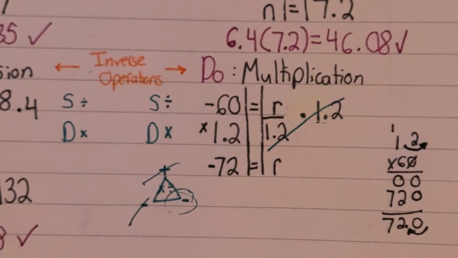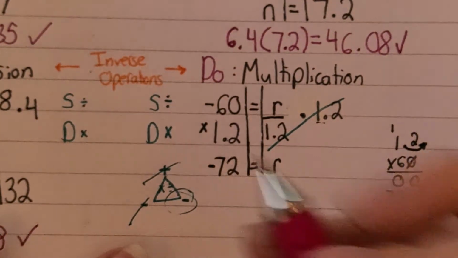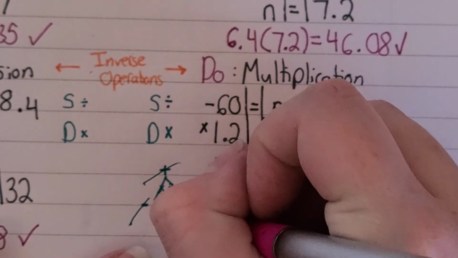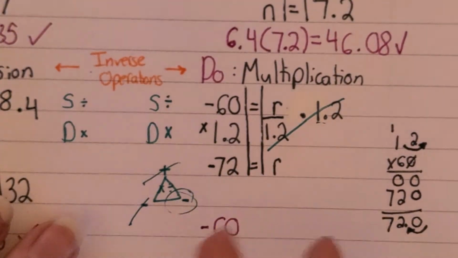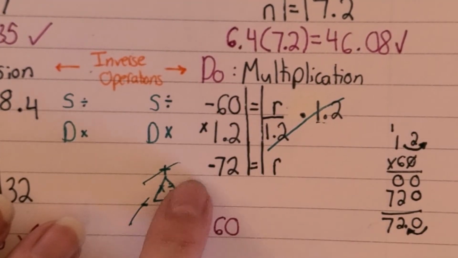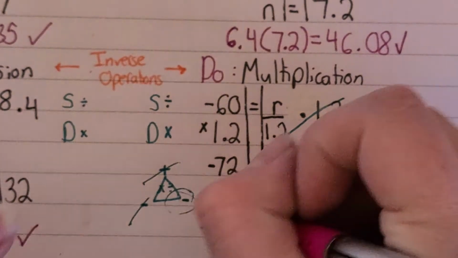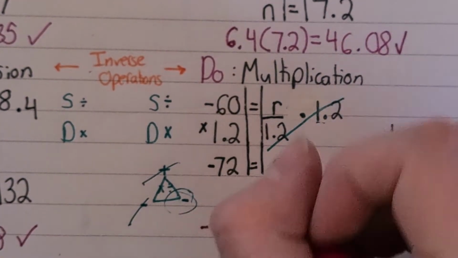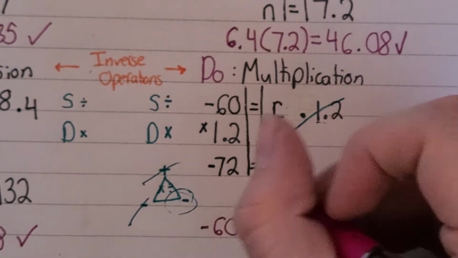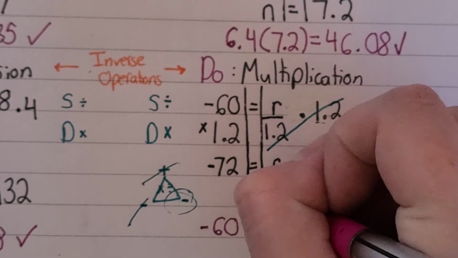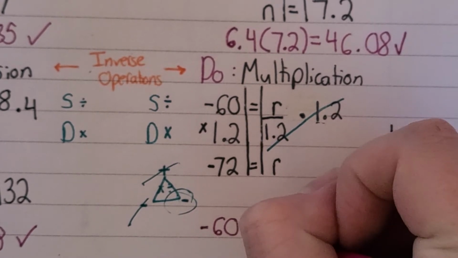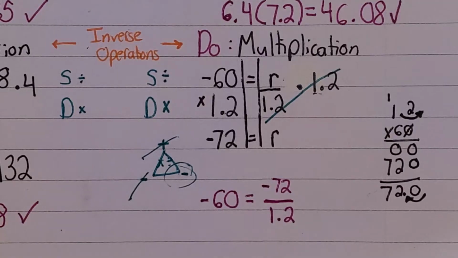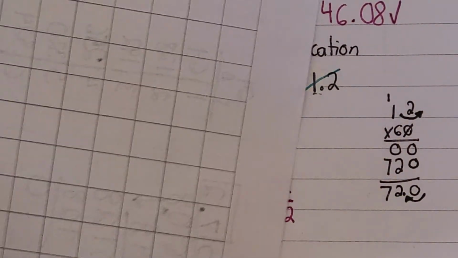And then we're going to check. So let's plug it back in and see if we're right. We have negative 60. Remember, it doesn't matter if you flip it. R is equal to negative 72, and negative 72 is equal to R. So rewrite negative 60 equals R, which I'm saying is negative 72, divided by 1.2. Okay. All right. So on graph paper, we're going to do negative 72 divided by 1.2.